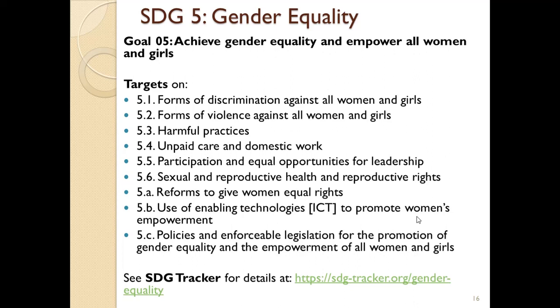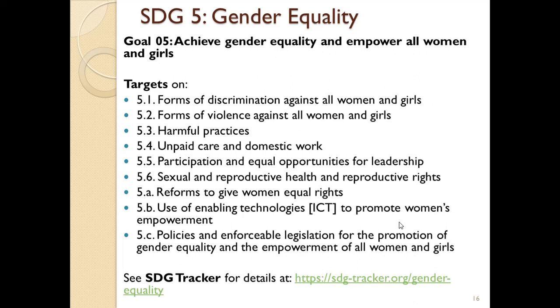This access to sexual and reproductive health and reproductive rights, ensuring reforms to give women equal rights, and 5B looking at use of enabling technologies to promote women's empowerment, specifically, of course, ICT, and then policies and enforceable legislations that promote gender equality and empowerment of all women.